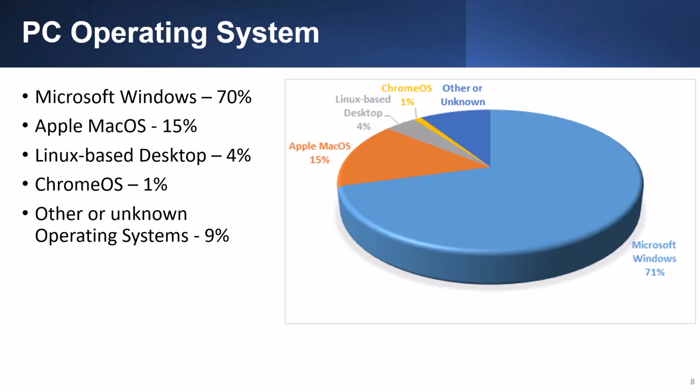For personal computers, Microsoft Windows has 70% of the market and is prevalent in enterprise environments, with Apple macOS second. Linux, Chrome OS, and others make up the remaining shares.